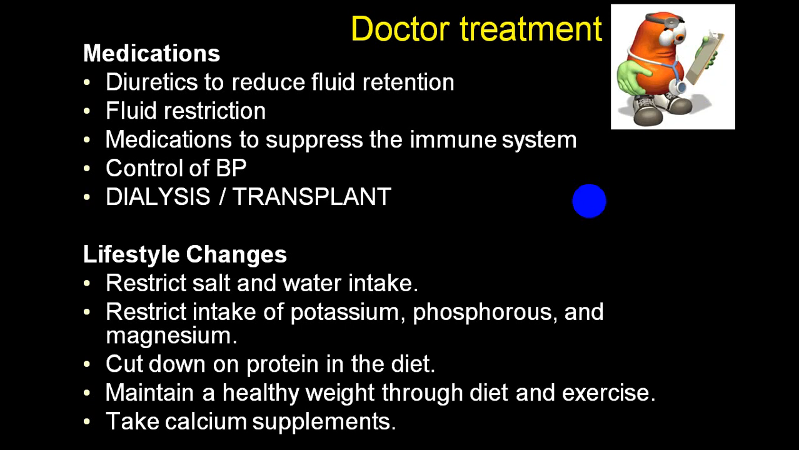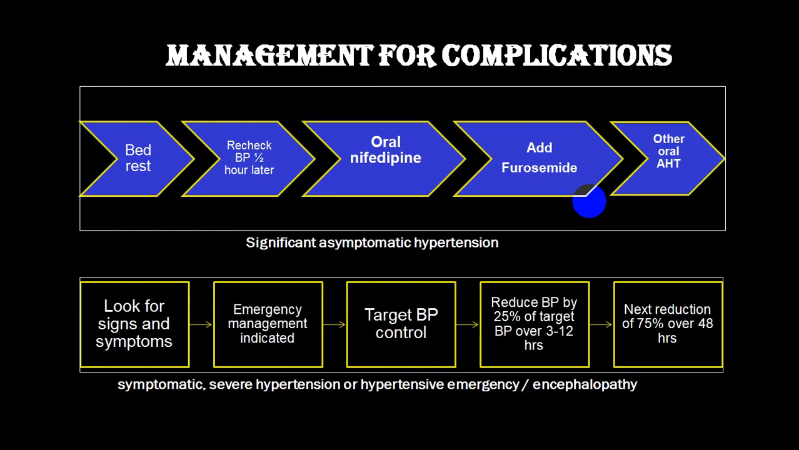Lifestyle modification is very useful. The person should restrict salt and water intake because there is sodium retention and water retention. Restriction of potassium depends upon the potassium level, but usually in the initial stage potassium has to be restricted. Phosphorus and magnesium are also elements which should be restricted depending upon the level. Protein is cut down because it will elevate your blood urea. Maintain a healthy weight through diet and exercise. If required, calcium supplements are given.